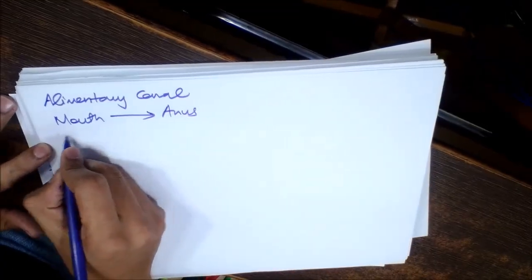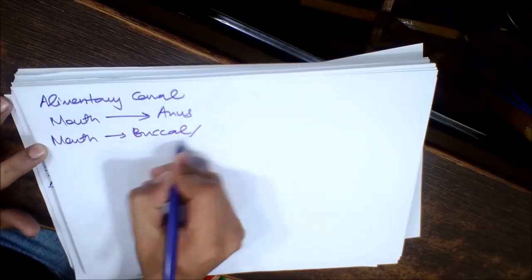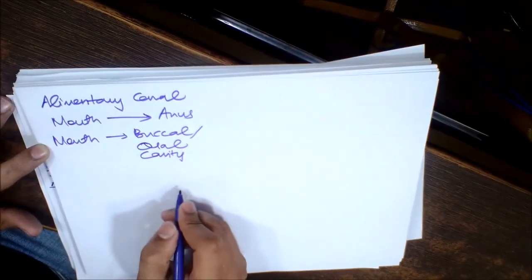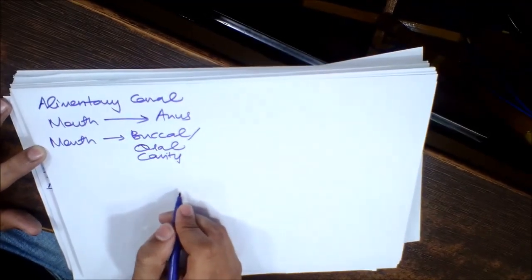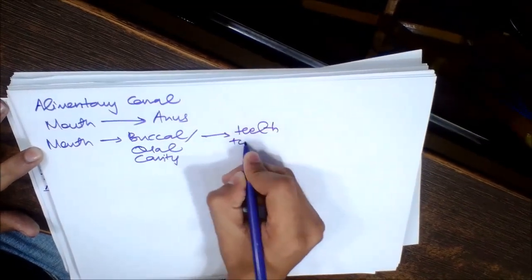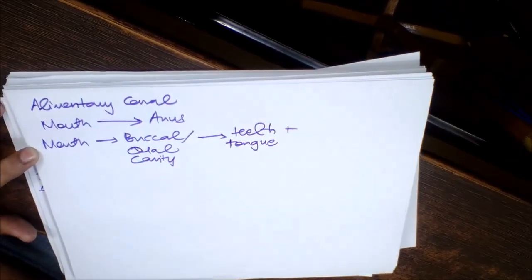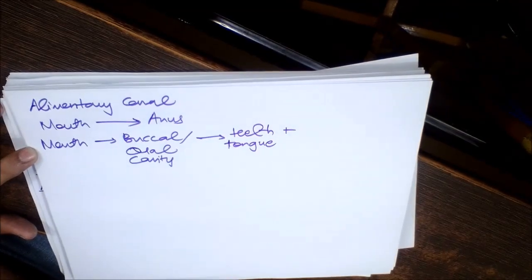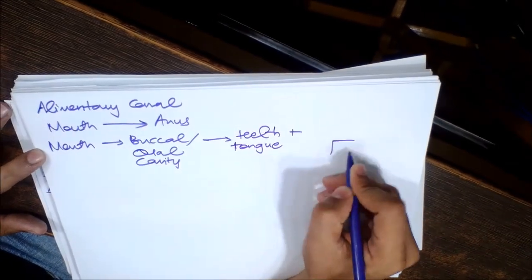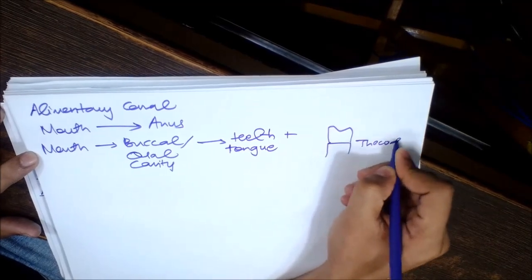The mouth leads to the oral or the buccal cavity, which shows presence of a number of teeth and a muscular tongue. Teeth plus tongue is what is found in the oral cavity. Each tooth is embedded in a socket of the jawbone, and this type of attachment is called thecodont. The jawbone is where a tooth is found attached. Thecodont type of arrangement.